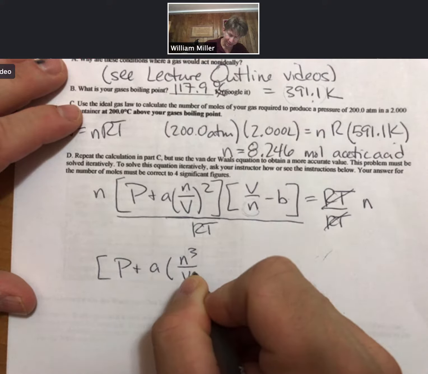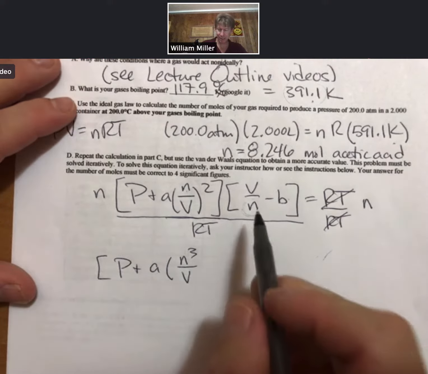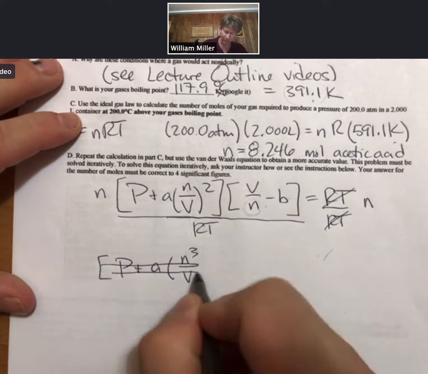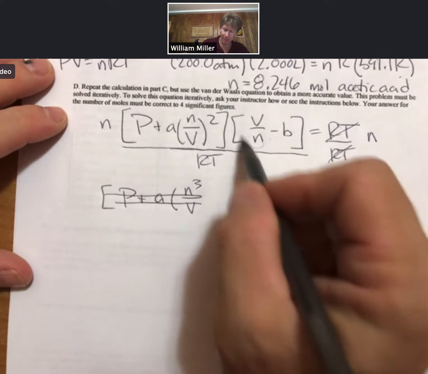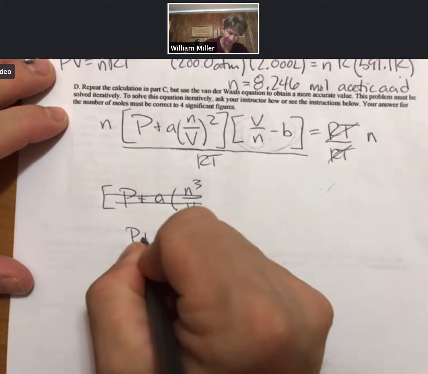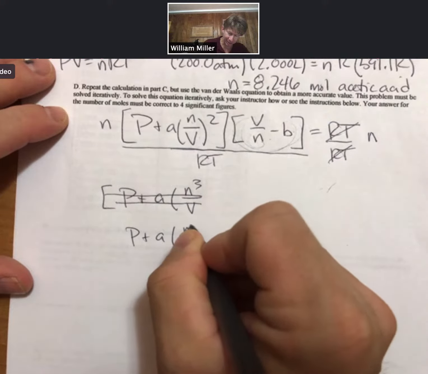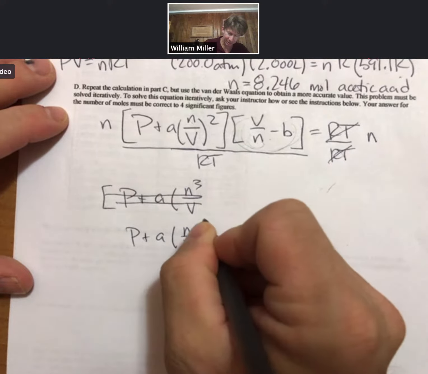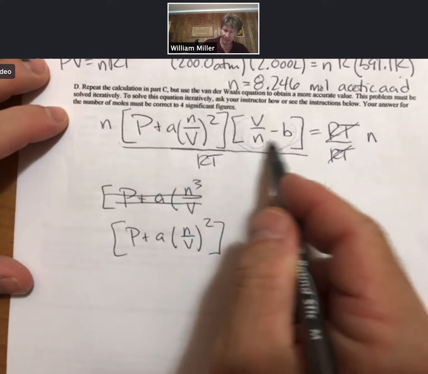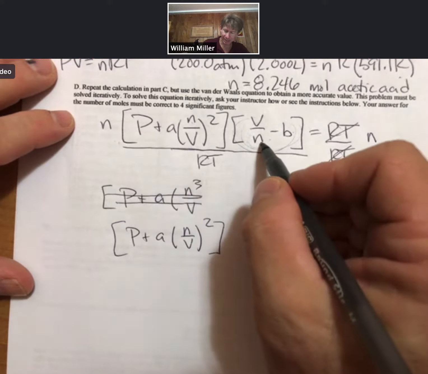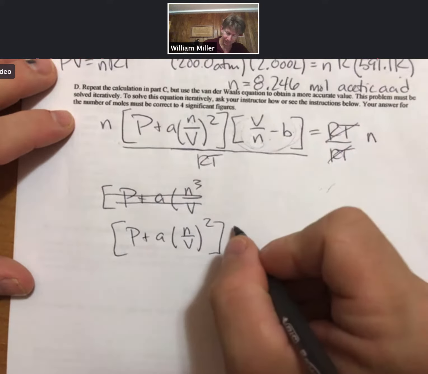Does that work? Oh no, I just have to put my n in somewhere. So I don't have to multiply it here and here. I'm going to put it in just this term. So I'm going to have P plus a over n over V squared. So that term is going to stay the same. Now I'm going to put it in this term, and I'm going to get my n to cancel out here.